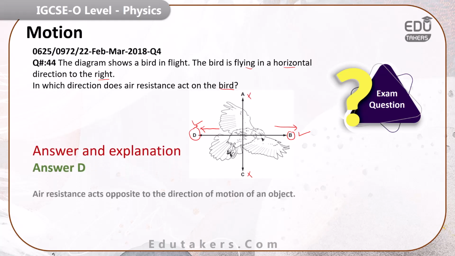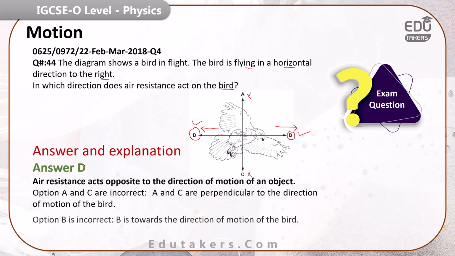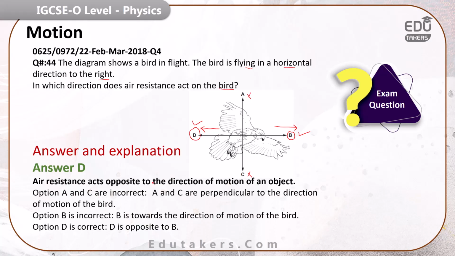Here is the answer and explanation. The correct answer is D. The air resistance acts in the opposite direction to the motion of an object. Options A and C are incorrect because A and C are perpendicular to the direction of motion of the bird. Option B is incorrect. B is towards the direction of motion of the bird. And D is correct because D is opposite to the direction of motion of the bird. Therefore, the correct answer is D.